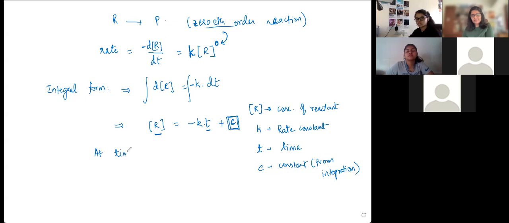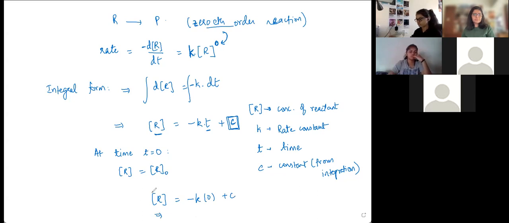Yes, when t equals 0, that means this is at the initial point, when we just took the reactant, we know that the concentration of the reactant will be equal to [R] naught. This is a known quantity and a constant because that's literally what you're taking in the test tube. So if you substitute the values, you get concentration equal to minus k into 0 plus C, which means at time equal to 0, because the concentration is [R] naught, C will be equal to [R] naught.